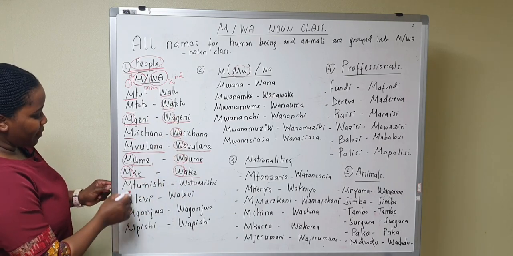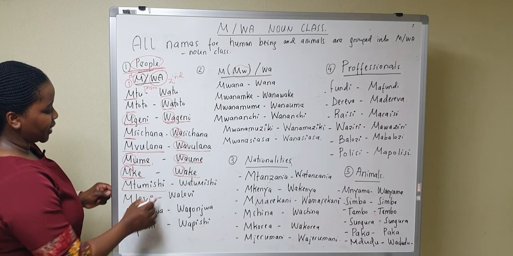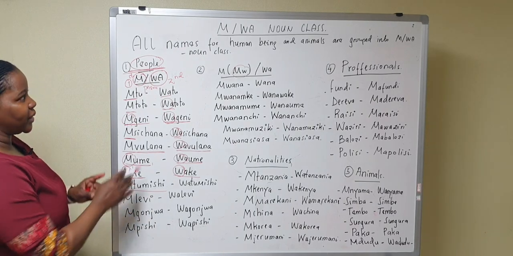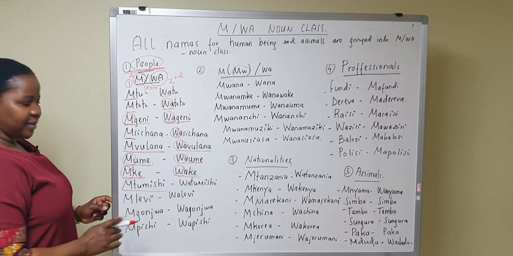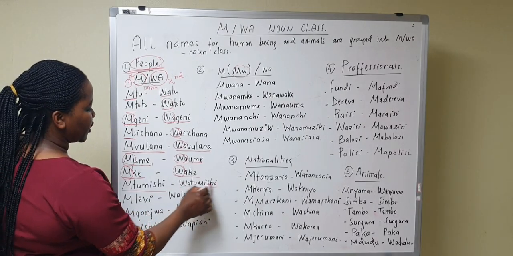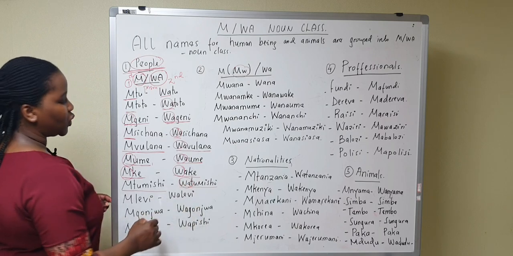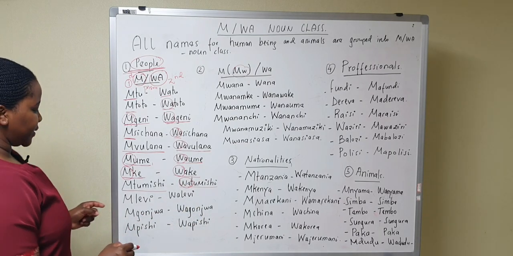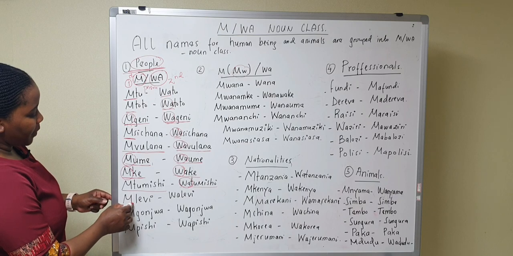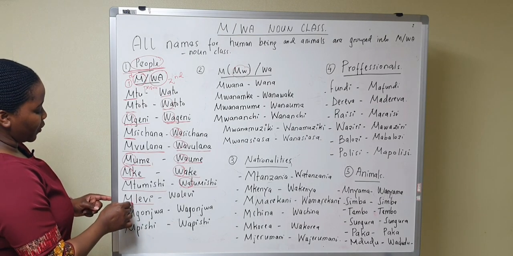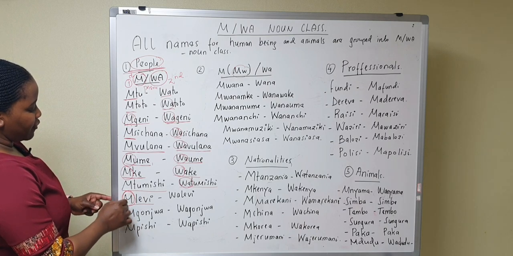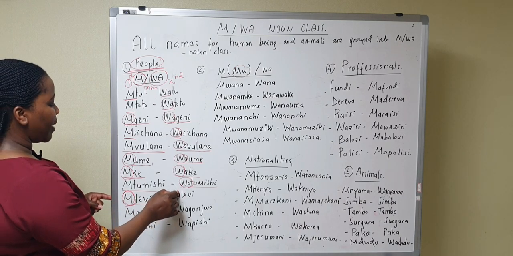Okay, another example is mtumishi. This one is also in the group of people. Mtumishi, a servant. Watumishi, servants. Mlemavu is also in this group. Mlemavu. Walemavu.